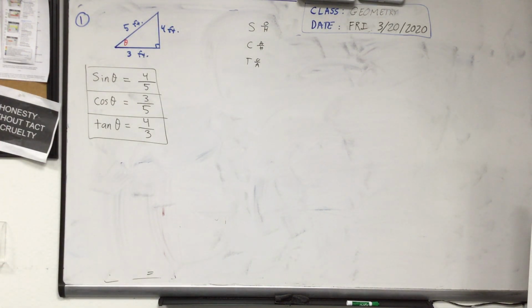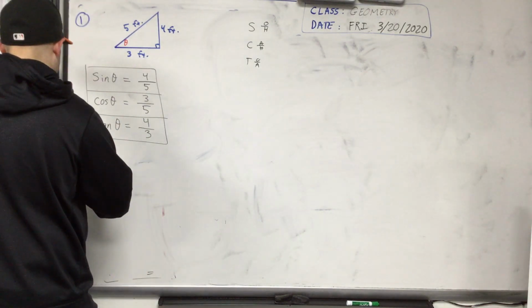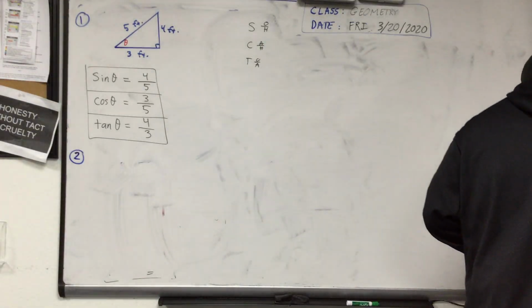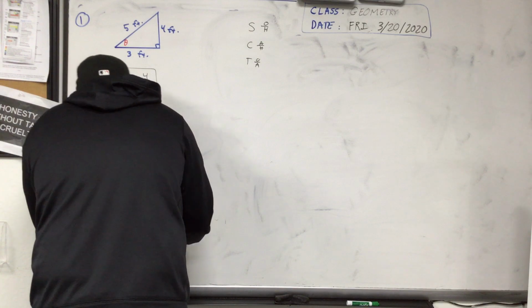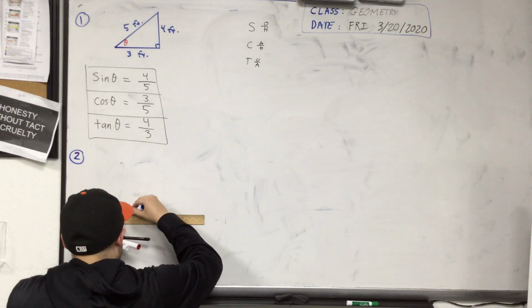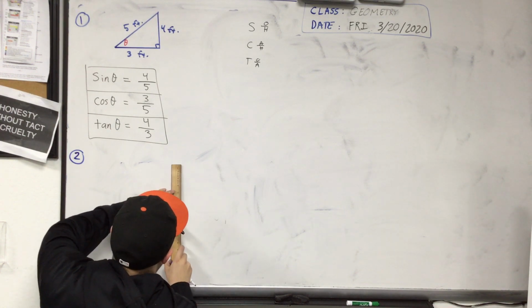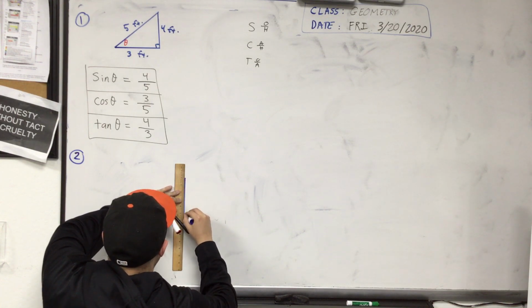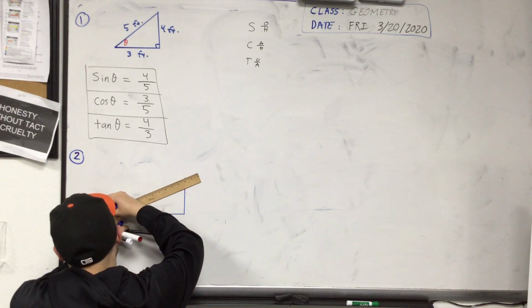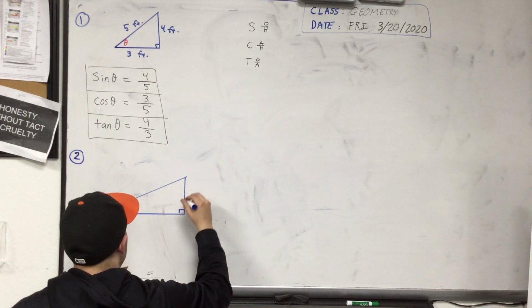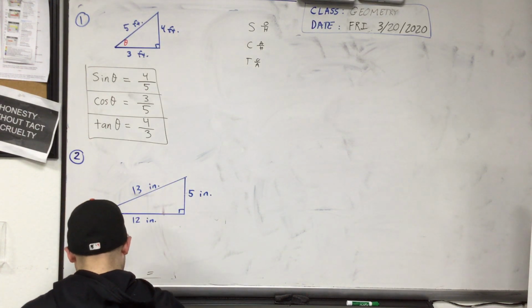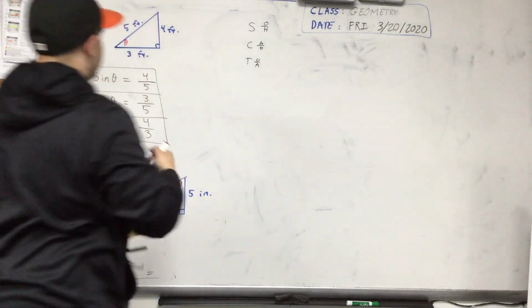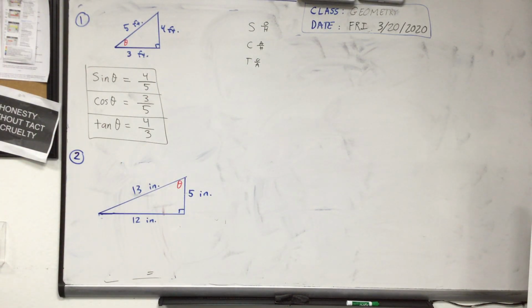See if you can do problem number 2 on your own. I want you to find sine, cosine, and tangent for angle theta. Just make that a little bit neater. Let's say I put angle theta in the corner, right there. Find sine, cosine, and tangent for angle theta.